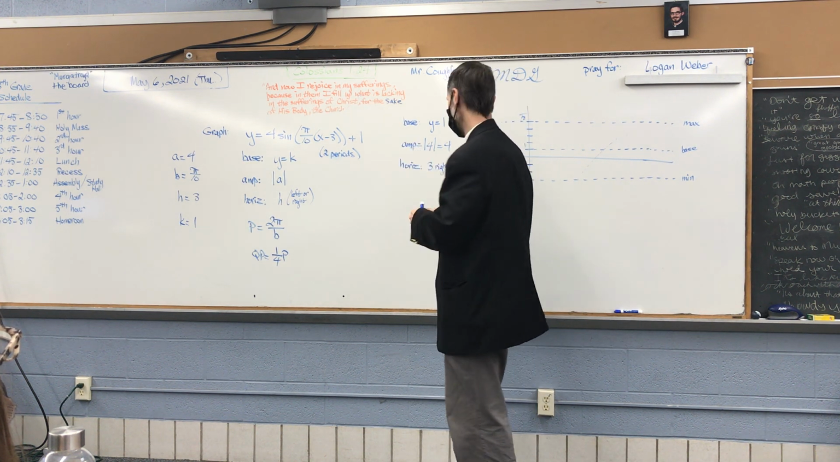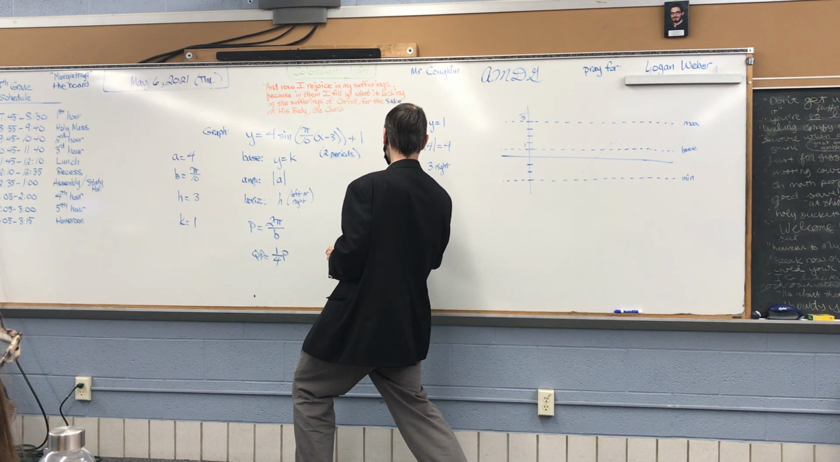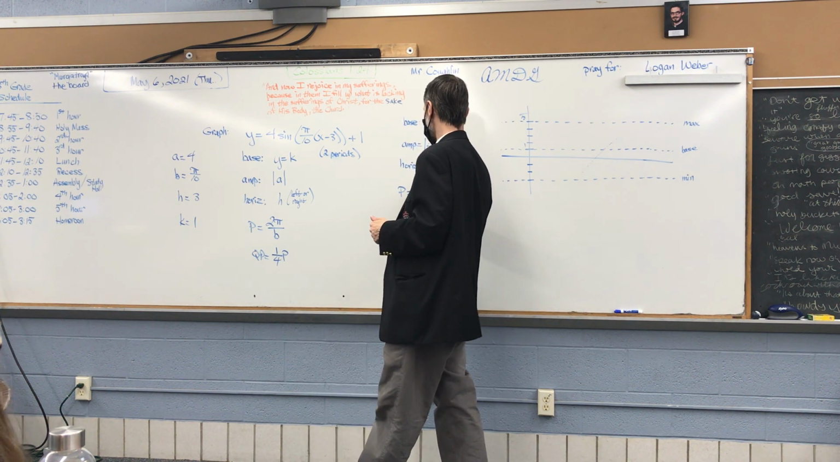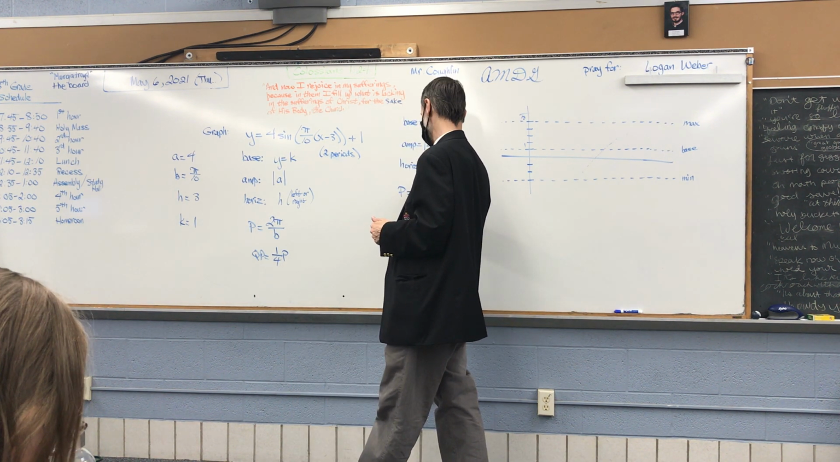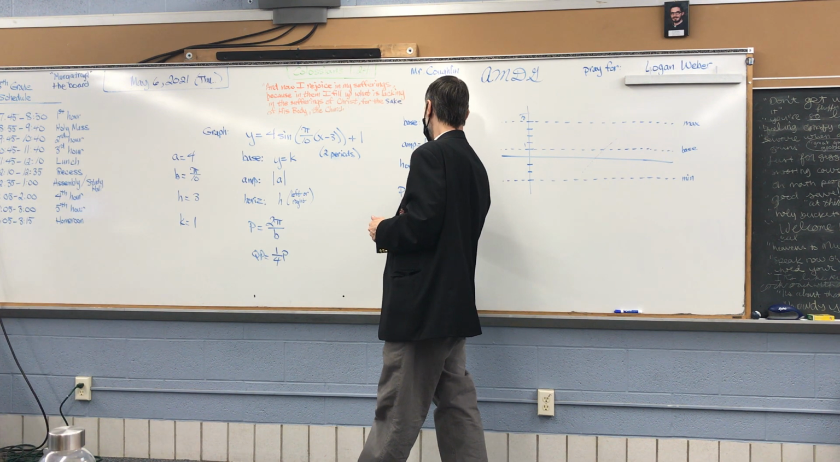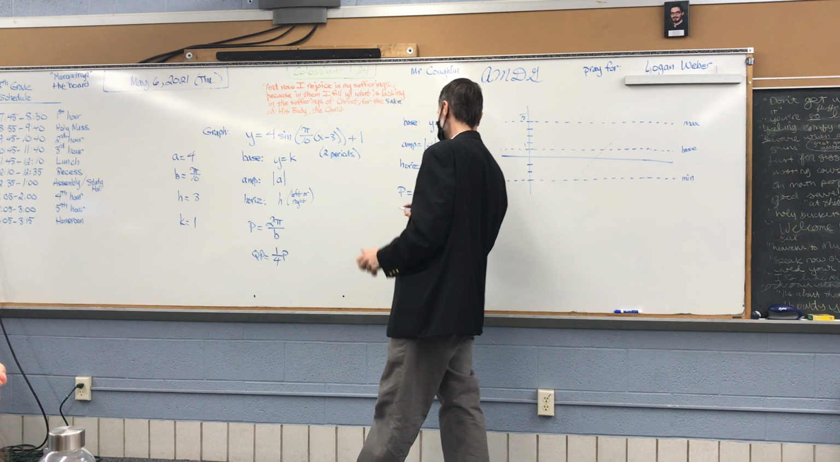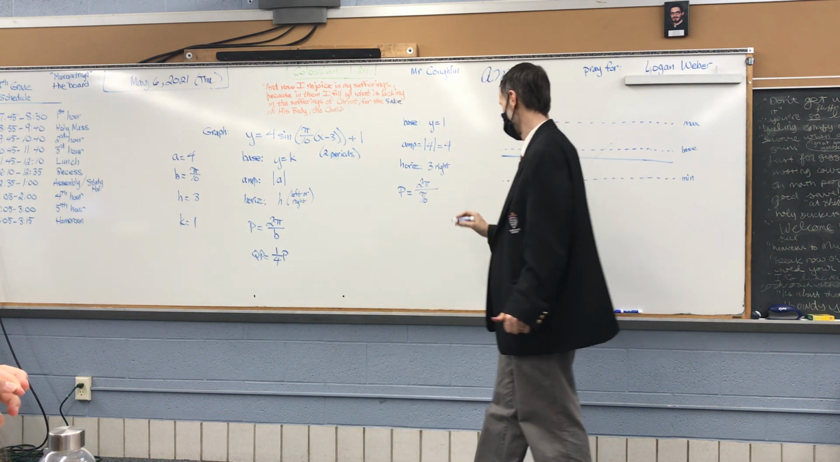While you're at it, give me the period of this graph. P equals what? How do you find it? Well, 2 pi over pi divided by 10. Right. 2 pi divided by a fraction. How do you do that?